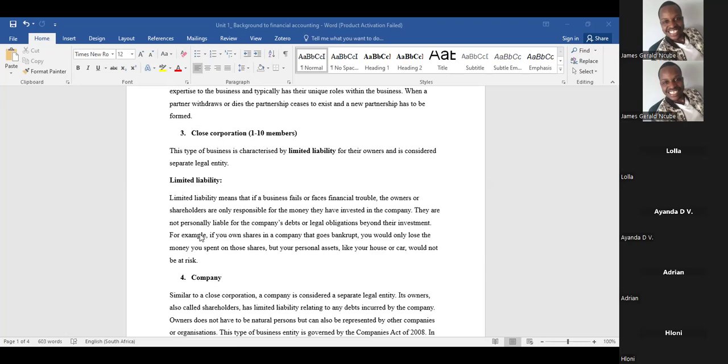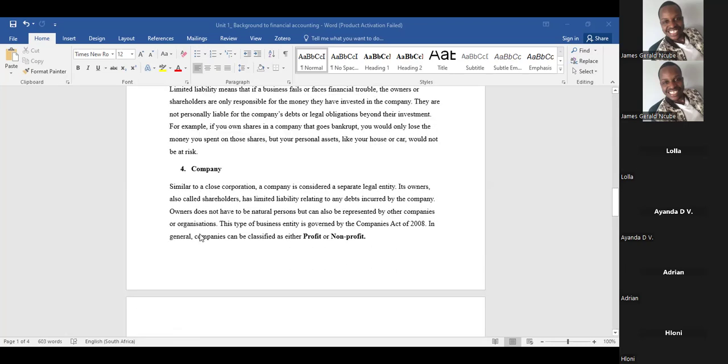And then lastly, a company, right? It's very similar to a closed corporation. However, its owners, who are also called shareholders, also have limited liability relating to any debts incurred by the company. Oh, and another small fact that I could add is that since 2011, it is actually no longer possible to register a closed corporation in South Africa.